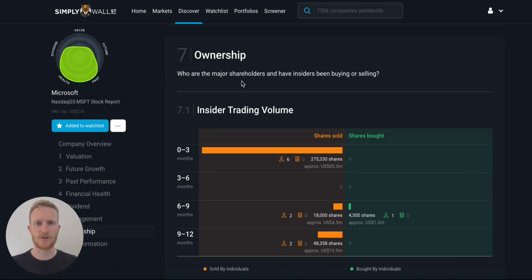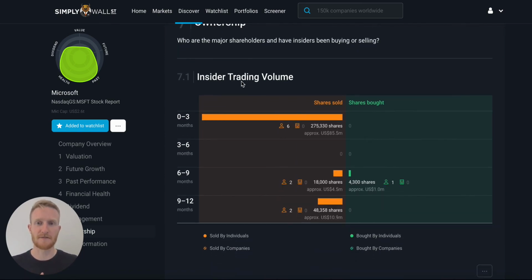gives us some insights into how optimistic or pessimistic insiders are in regards to the company. Now, it's not a strong signal in terms of, if you see buying, you should buy, and if you see selling, you should sell. It's a weak signal in the sense that it's just a trigger for you to dig deeper. So, with that in mind, I'll show you how we should analyze this first part.